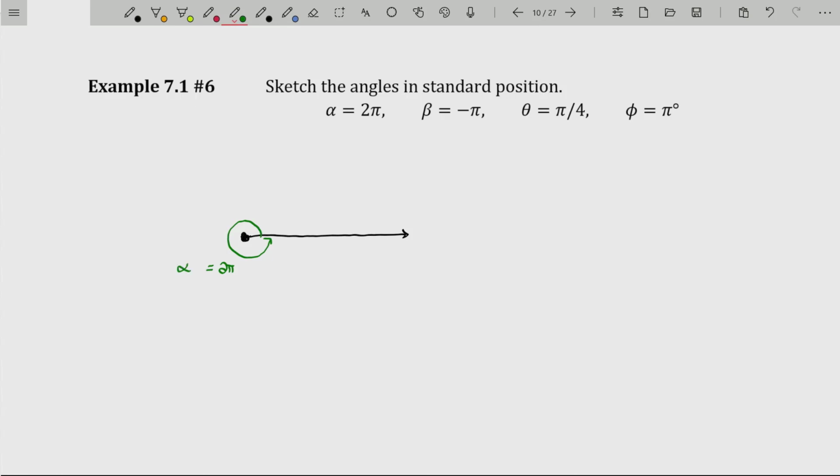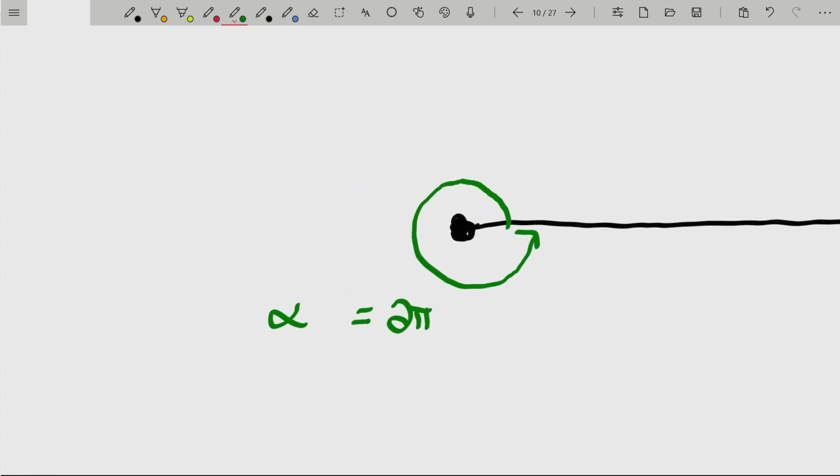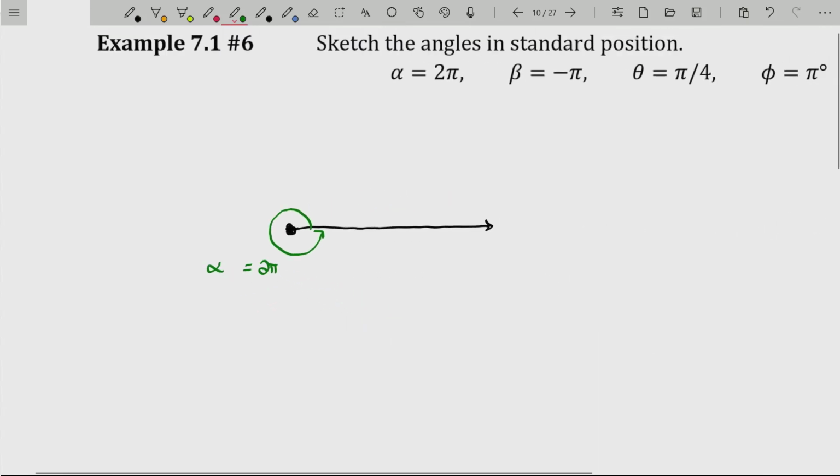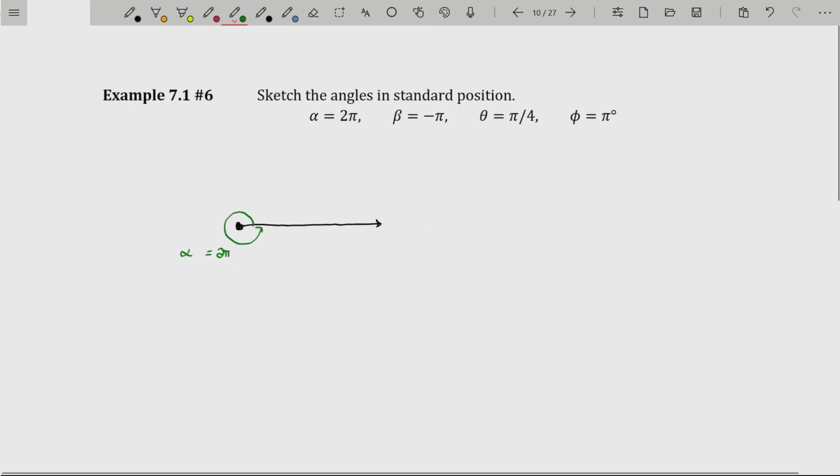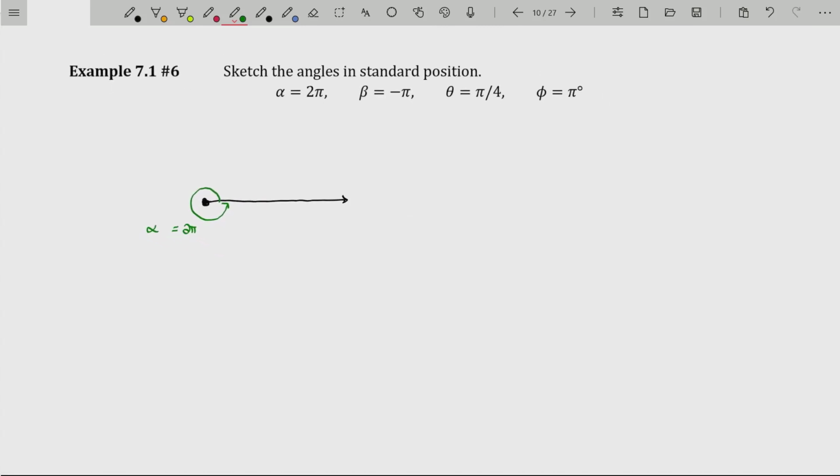Some people will ask, do I need to write the word radians? The answer is no. If you don't write anything after that, I know it's radians, and so does your professor. So there's no need to write the word radians. What about beta? Beta is negative pi. Well, again, standard position, so I have a ray emanating out along the positive x-axis, but it's a negative angle. So I'm going to rotate backwards.